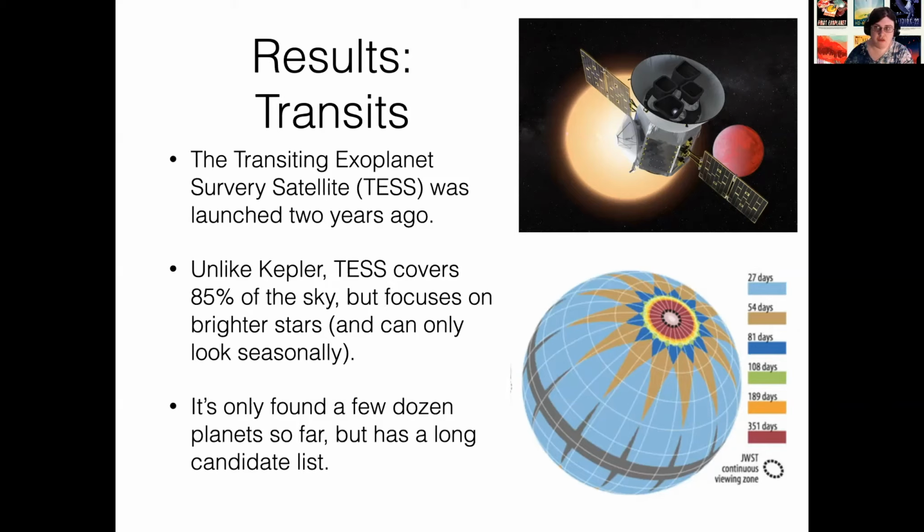TESS has only found about 45 planets so far, but it also has a long list of planet candidates. Things that look like transiting planets to TESS, but someone needs to go through and basically exclude some of the things that can be mistaken for a transiting planet, like eclipsing binary stars.